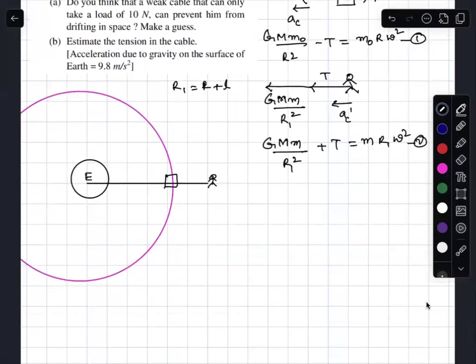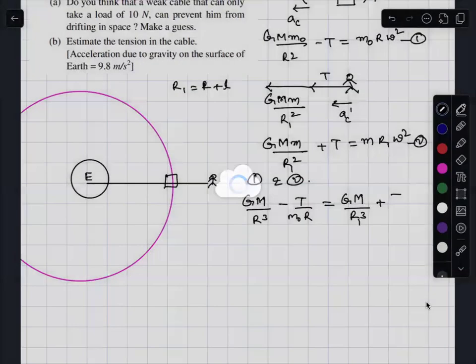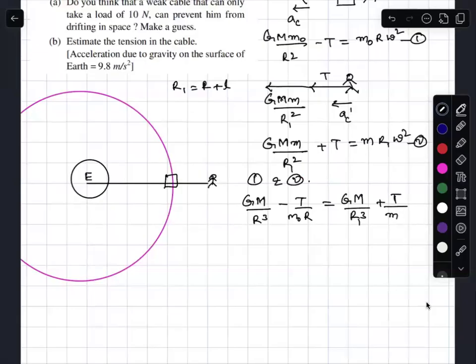See, from these two equations, the omega square term is common. So you can express tension properly like this. From equation 1 and equation 2, you can write G capital M by R cube minus T by M naught R is equal to G capital M by R1 cube plus T by m R1. Okay, till this point I did not cheat you anywhere.